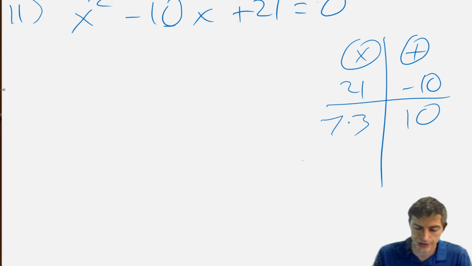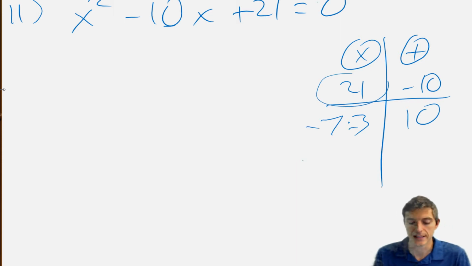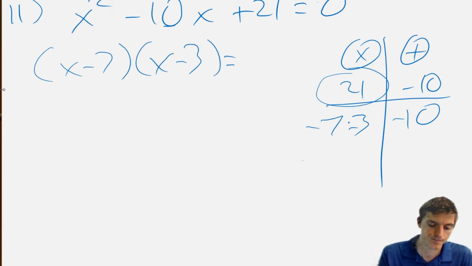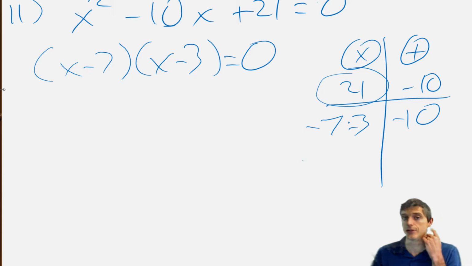Well, that's pretty close. If both of them were negative, I'd have a negative times a negative, which would get me a positive 21. And negative 7 plus negative 3 would get me a negative 10. So those are my two values. So when I factor this thing, it's x minus 7, x minus 3. So now I have that in factored form.